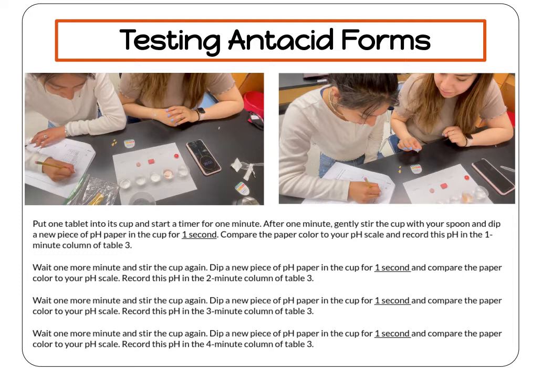Wait 1 more minute and stir the cup again. Dip a new piece of pH paper in the cup for 1 second and compare the paper color to your pH scale. Record this pH in the 3 minute column for Table 3. Wait 1 more minute and stir the cup again. Dip a new piece of pH paper in the cup for 1 second and compare the paper color to your pH scale. Record this pH in the 4 minute column of Table 3. You're going to repeat this process for all 5 antacid forms.